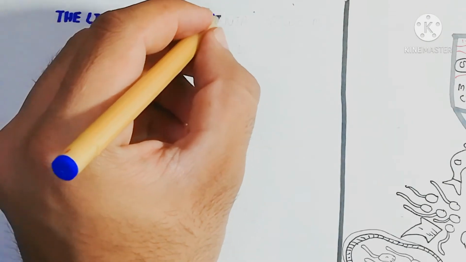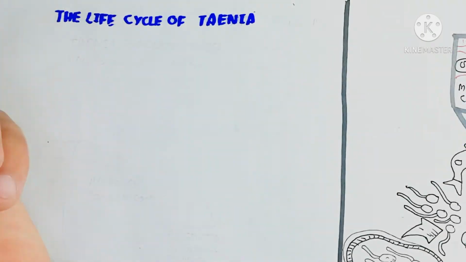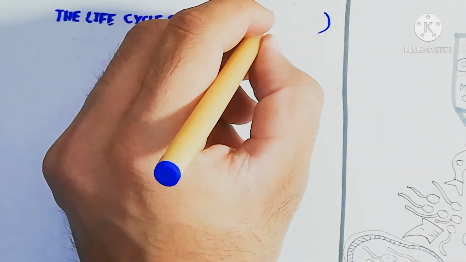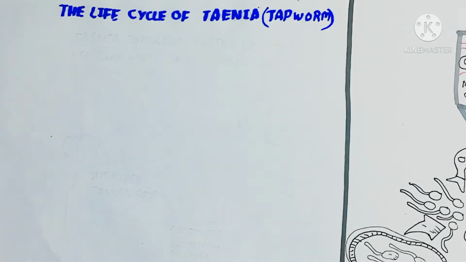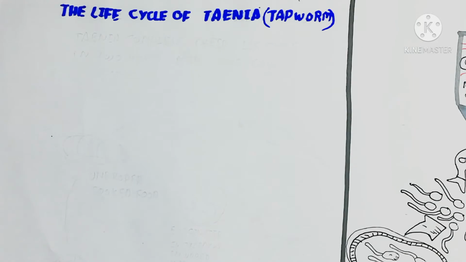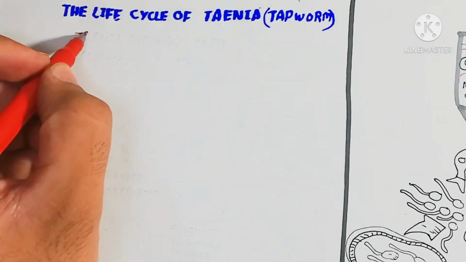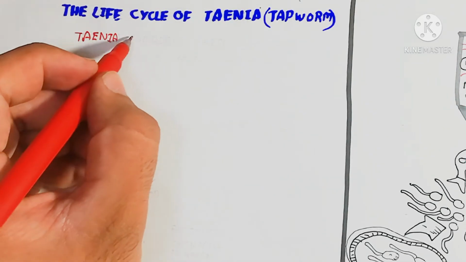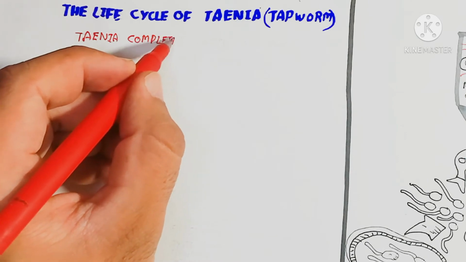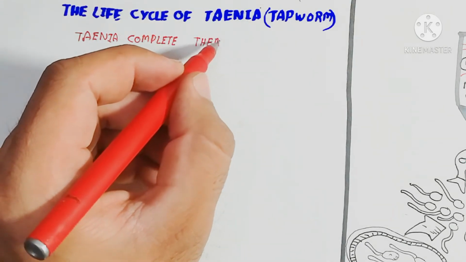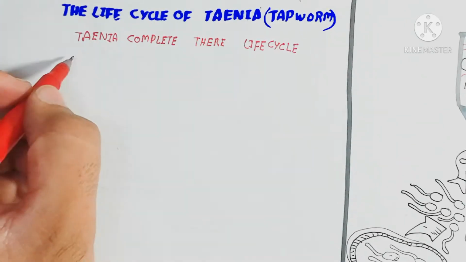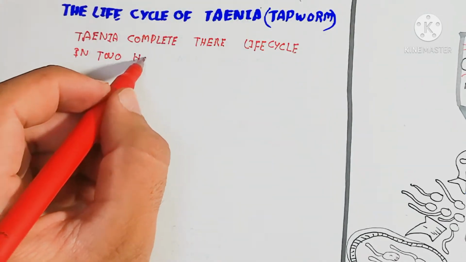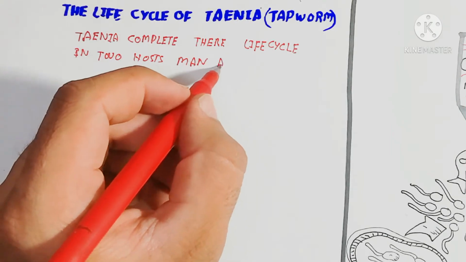So that is the drug, whose name is difficult, but I am just giving the concept. So here is the life cycle of Taenia, that is the tapeworm. The life cycle of Taenia or tapeworm is what we will discuss. Taenia completes its life cycle in two hosts, man and cow.